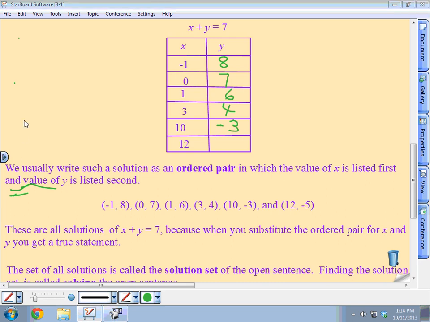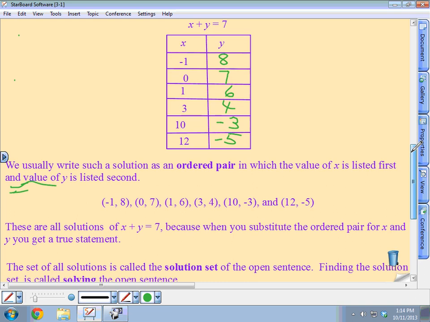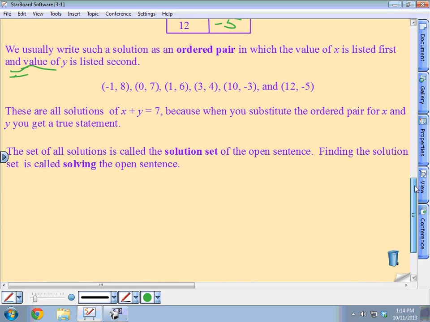Okay. So we usually write these solutions as an ordered pair in which the value of x is listed first and the value of y is listed second. So in this particular open sentence up here, I'd have the ordered pairs -1, 8, 0, 7, 1, 6, and so on. And they would correspond to the table that we filled in. All of these are solutions of x plus y equals 7.